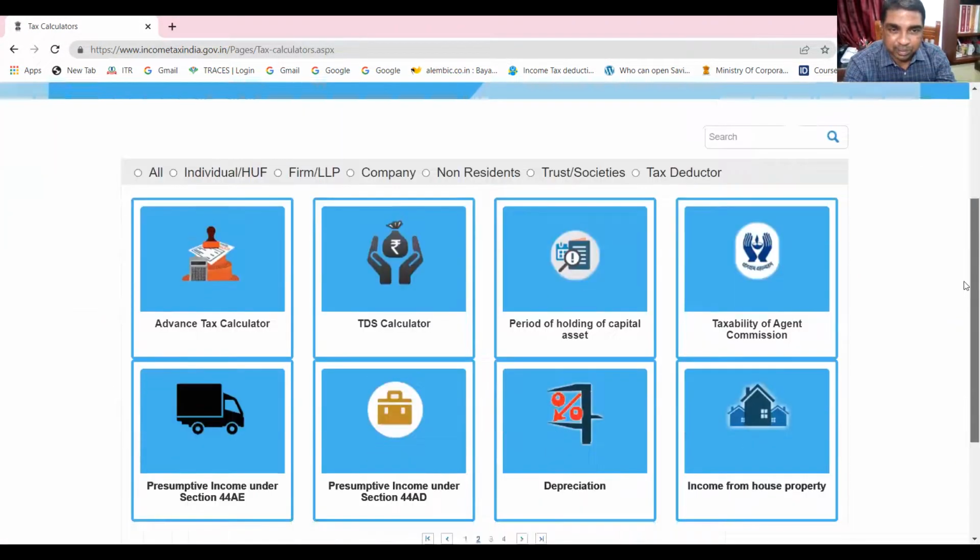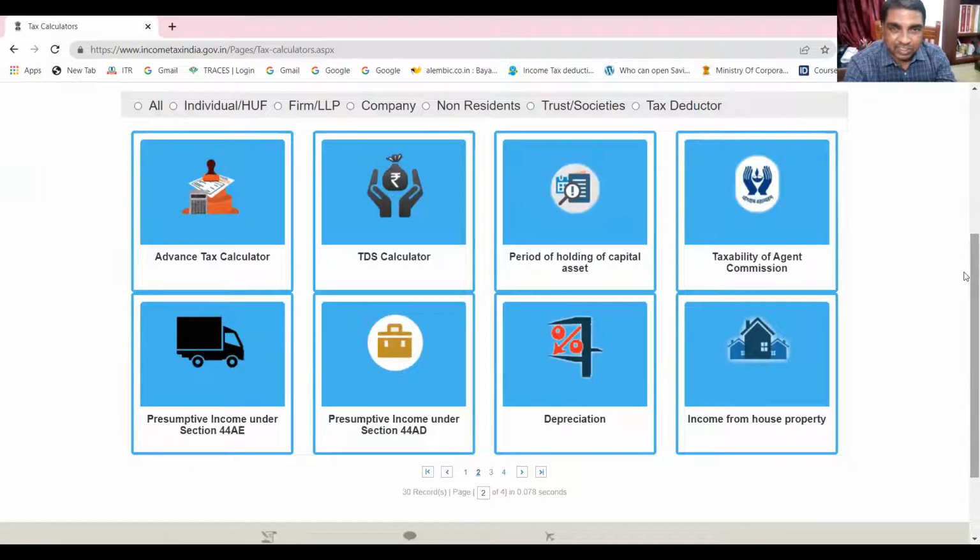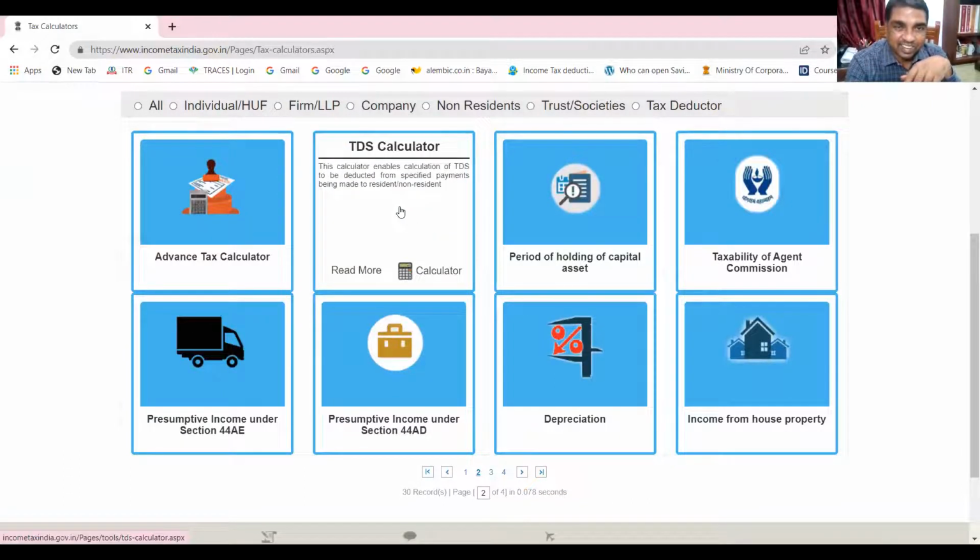Here you see some more calculators. Can you see what is the second calculator? Can you find it out? So, TDS calculator. Okay, TDS calculator.